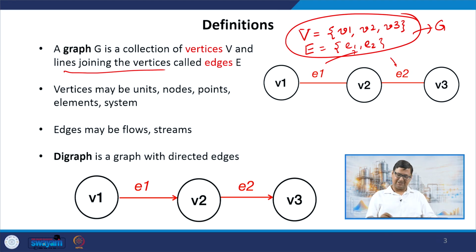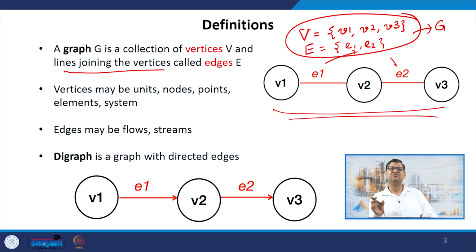What you also notice here is when I draw this particular graph, I did not define any arrow, right? That means I am not saying it is going from where to where, right? When I define the direction of the arrow, that means I am probably representing some flow or stream.